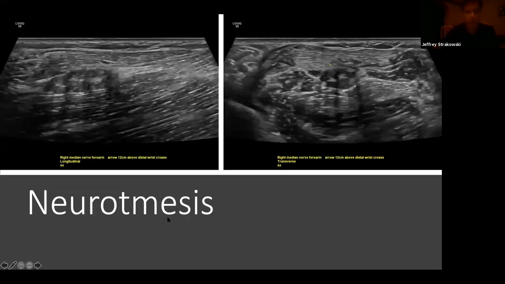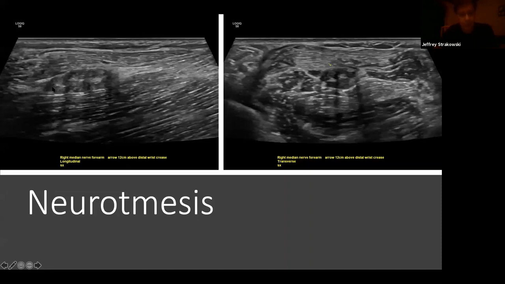Okay, and then there's neurotmesis, which sometimes is challenging. I put this one up because this is a very obvious one. This is somebody that got their arm caught in an auger and it literally pulled the median nerve to the point that it split off. So this is a complete neurotmesis. It's a long axis view. That's the stump neuroma of the nerve.